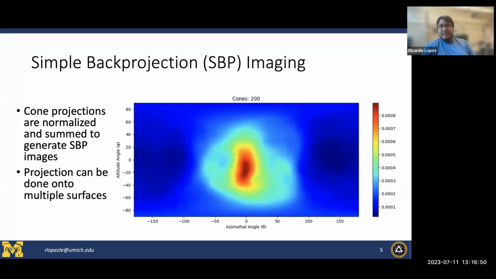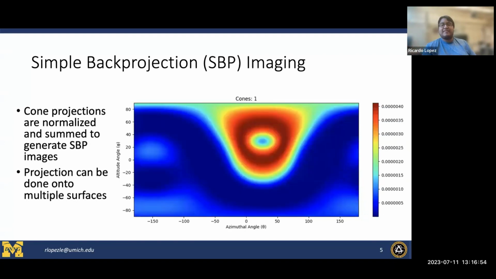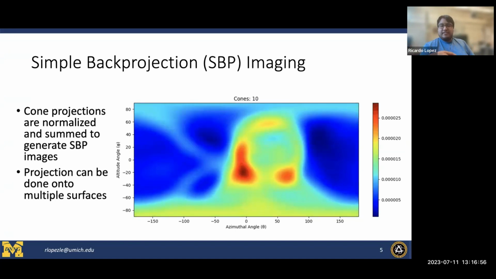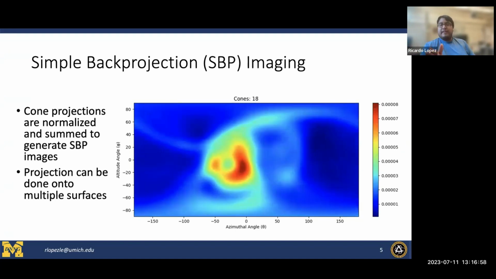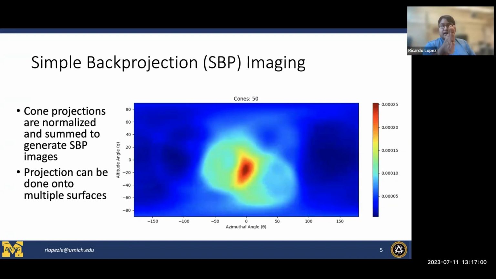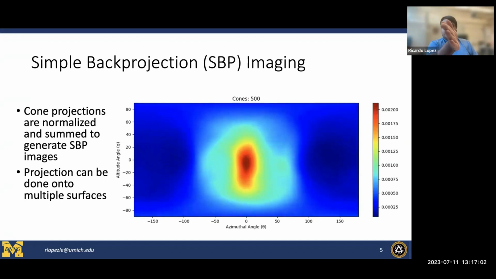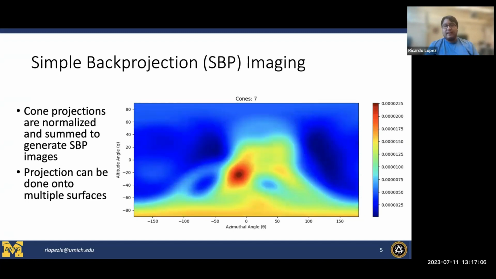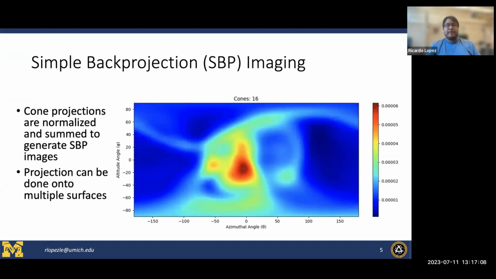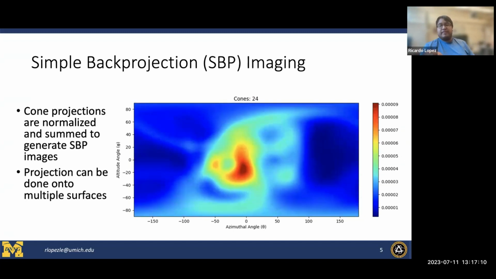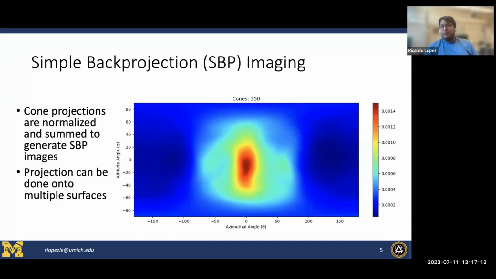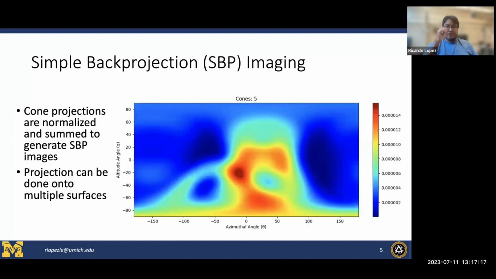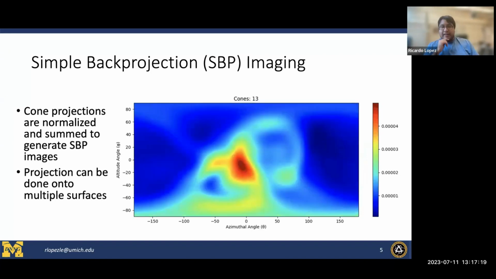The way that you end up reading this kind of image is essentially that the x-axis on the bottom represents your azimuthal angle, where 0 would be directly ahead of you, negative numbers would be towards your left, and positive azimuth angles would be over to your right. The y-axis is very similar. It would be your altitude angle, where 0 would be level, positive numbers would be up, and negative angles would be down with respect to the detector.